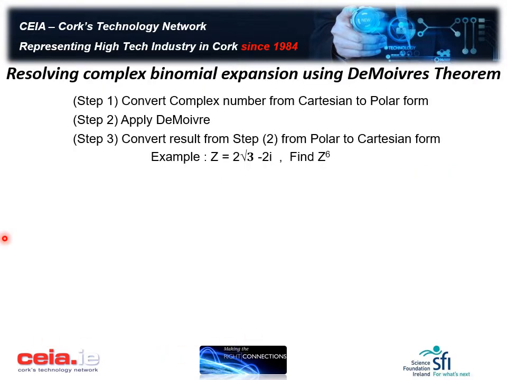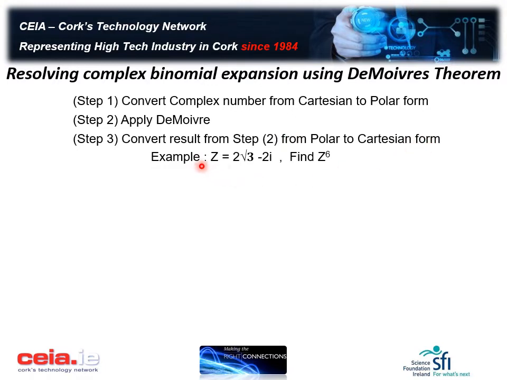Okay, so the first type of question that we look at using De Moivre's theorem is the resolving of complex binomial expansions, or binomial expansions of complex numbers. This is a 3-step process. Step 1, which we did earlier, is to convert complex numbers from Cartesian to polar form. Once we have the complex number in polar form, we apply De Moivre's theorem or equation, which is on page 20 of the maths tables. And then finally, we take what we get out of step 2 and change that back from polar to Cartesian form.